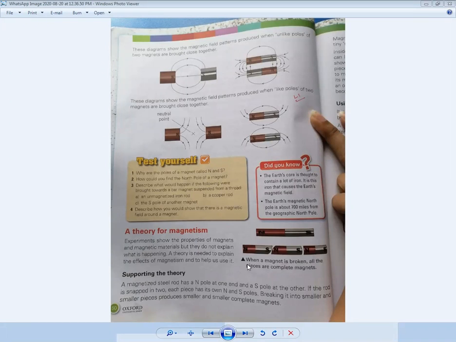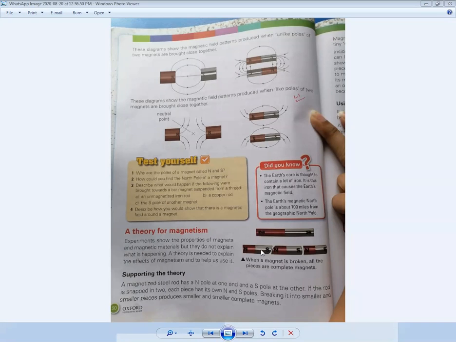You can also see the diagram. When a magnet is broken, all the pieces are complete magnets. You can see we have broken this magnet into three pieces, and each piece will convert into a complete magnet. It is called a complete magnet when it has both poles, North Pole and South Pole. In this figure you can see a complete bar magnet. It has a North Pole and a South Pole.